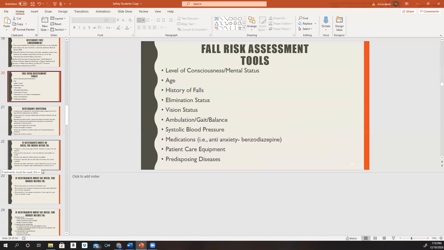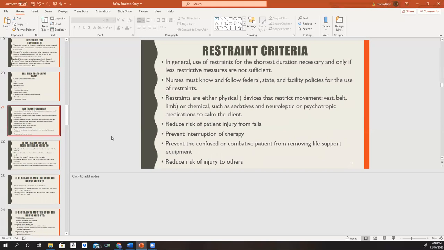All right. So in general, the use of restraints for the shortest duration necessary is the way that you use restraints, and only if your least restrictive measures are not sufficient. So have you tried to keep the patient busy? Did you pull them out to the nurse's station? Did you try all those things first? And if you have, and they're still pulling on their lines or trying to hurt themselves or somebody else, then you can put them in some restraints, but then only for the shortest amount of time possible.